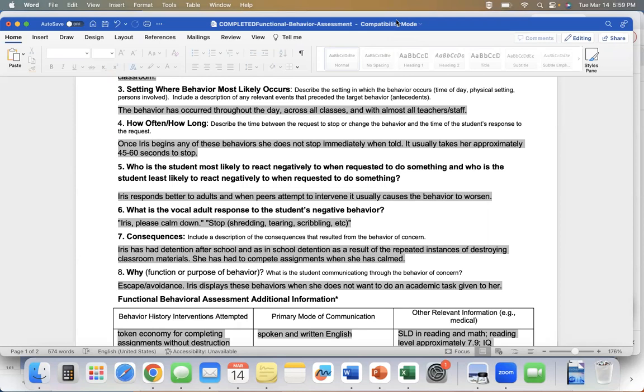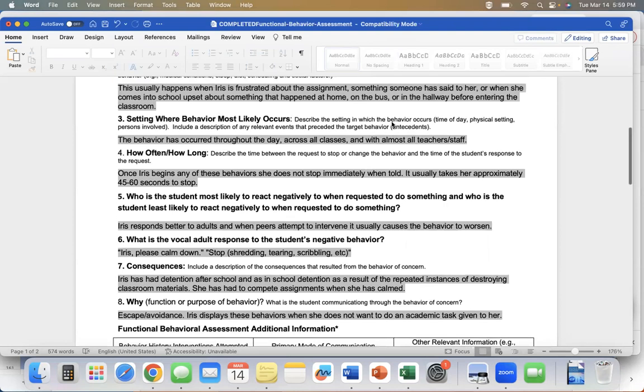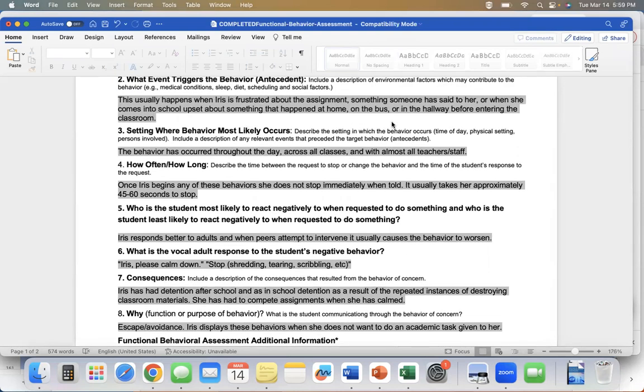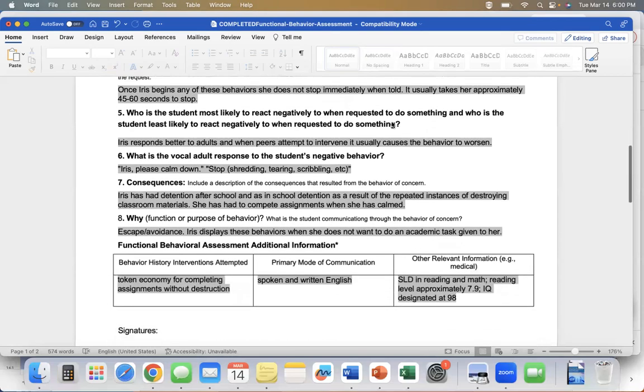So what we would look at here, in order to get this information, you would have probably done that ABC chart where you look at the antecedent, the behavior, and the consequence. So the behavior, you look at what happened that's maladaptive, that's a negative behavior, something that we don't want to continue to happen. And then the antecedent is what happened right before it that triggers the behavior. And then the consequence is what happened as a result of the behavior. So how did peers react? How did teachers react? And then how did Iris respond to those things? And from collecting that ABC data over a period of days or a few periods of time or something, we would take that and put that information here.